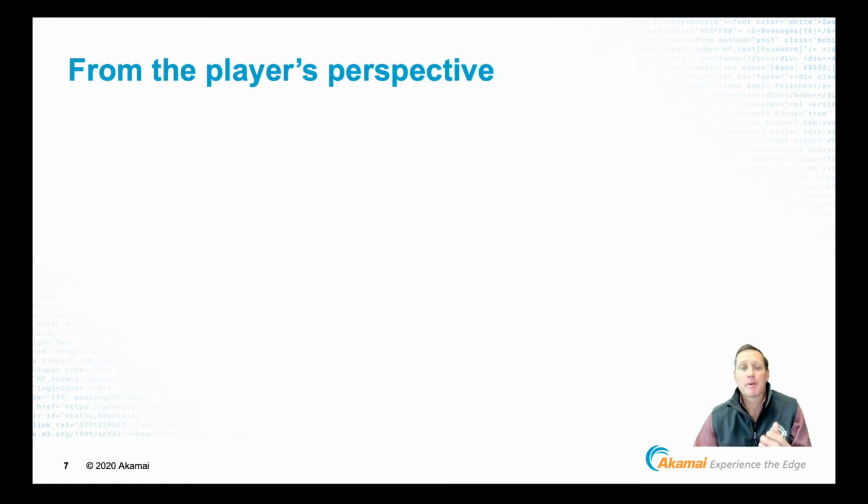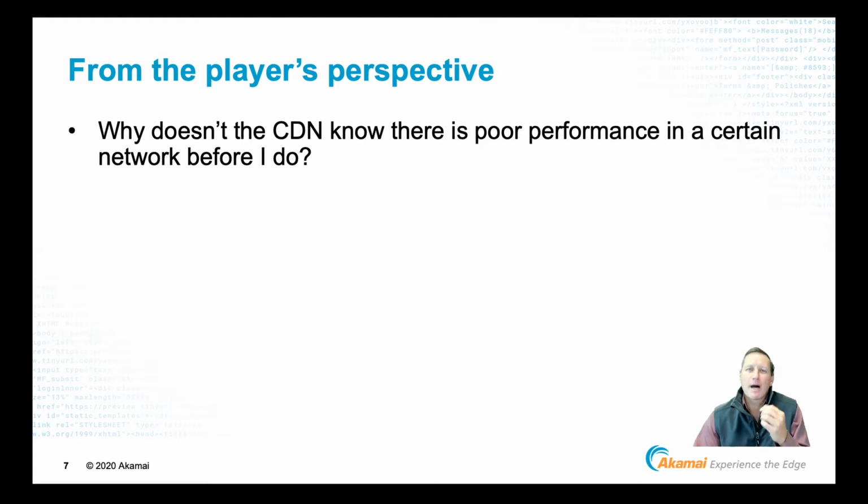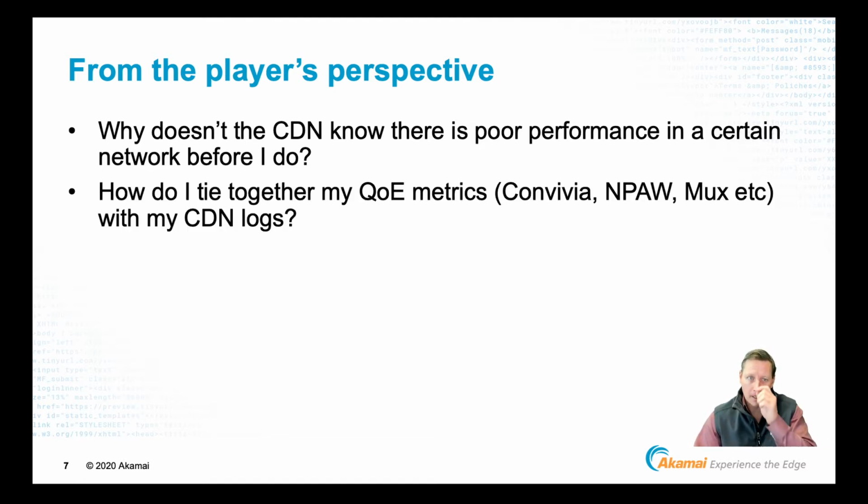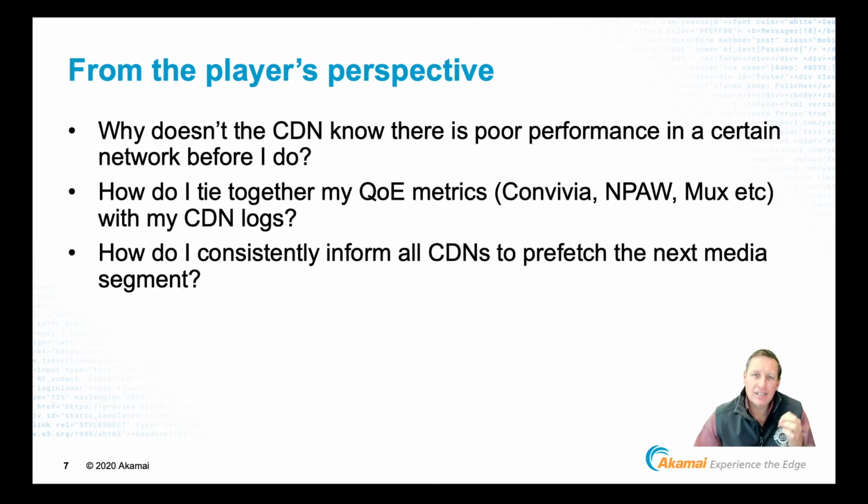And from the other side, from the player's side, players might say, well, why doesn't the CDN know there's poor performance in a certain network before I do? Customers do not like it when they call us up and say, our players are rebuffering in Dallas tonight. Why don't you guys know that? Well, we're still seeing hits. How do we know that those hits are not, in fact, the hits associated with good playback performance? Very difficult to tell on our part. How do people tie together, if you're a player provider, how do you tie the QoE metrics that you're getting from Conviva, NPAW, Mux, Akamai Media Analytics? How do you tie that to your CDN logs? They're somewhat decoupled today. How do you consistently inform all the CDNs that you want to prefetch the next media segment?